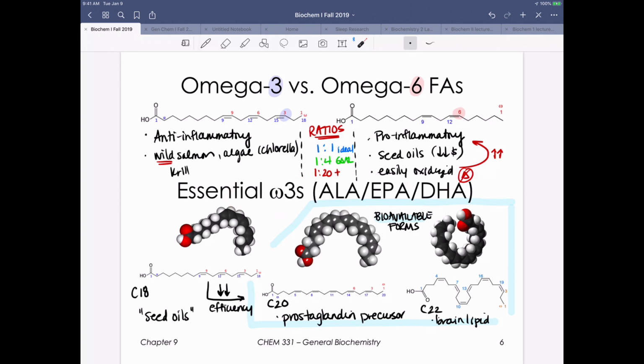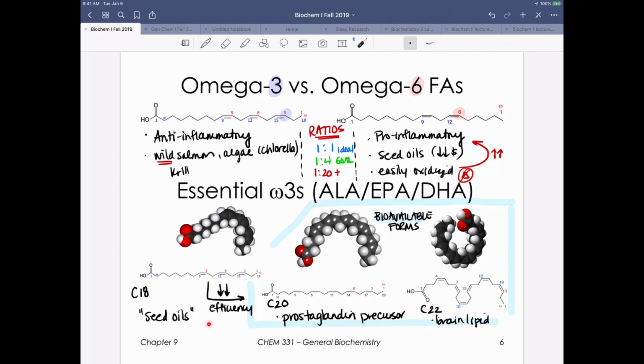Some essential omega-3s are ALA, EPA, and DHA. They just differ by 2 carbons, with ALA being C18, then C20 for the EPAs, and DHAs are C22s. What's interesting about this story is that these larger ones are the bioavailable forms, but the omega-3 that people tend to consume is the one in these seed oils.